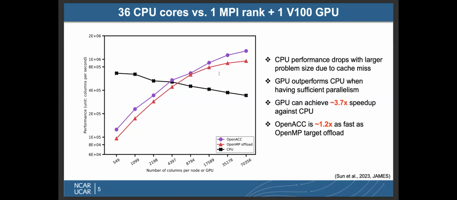And when we look at the OpenACC against the OpenMP target offload, OpenACC is about 1.2 times as fast as OpenMP in this particular case. And it is consistent for different problem sizes as well.